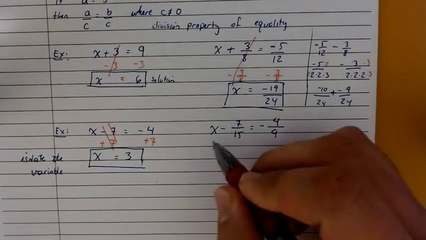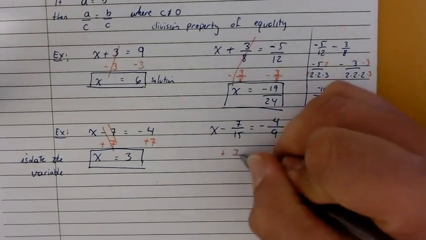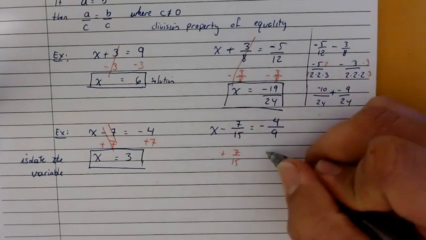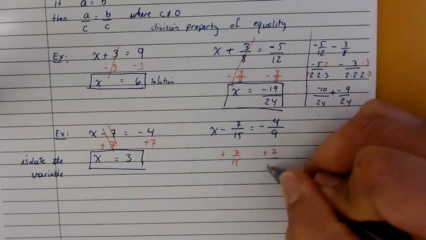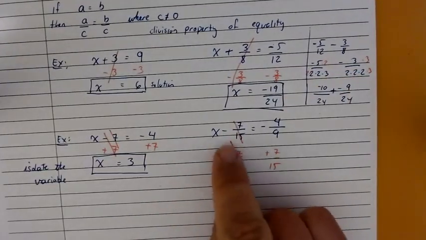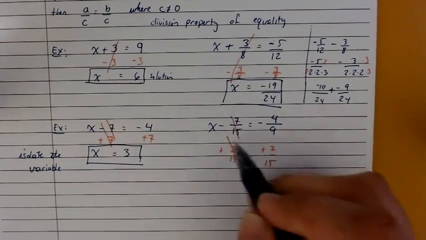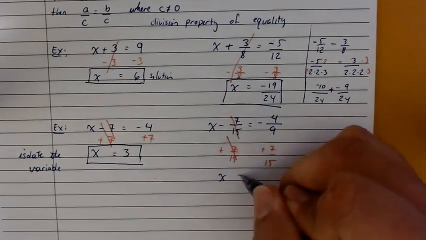All right, so here we want to get rid of that minus 7/15, which we'll do by adding 7/15. But whatever you do to one side, you have to do on the other side. So here, this is gone. 7/15 minus 7/15 is 0. If you want to write x plus 0, that's fine, but most people would just write x.